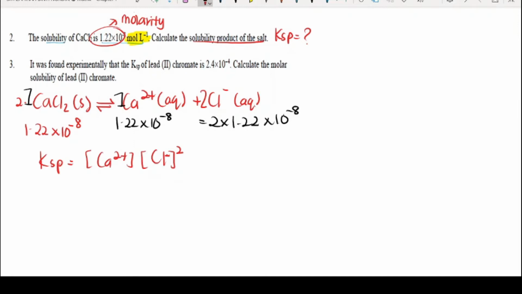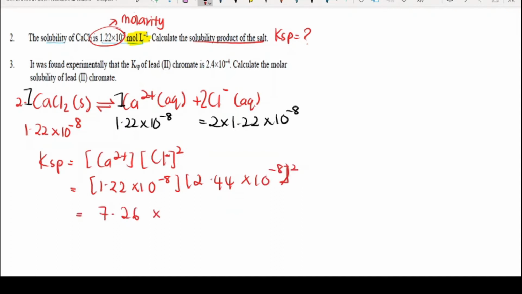So your KSP would be 1.22 times 10 to the power of minus 8 times 2.44 times 10 to the power of minus 8 to the power of 2, so you've got 7.26 times 10 to the power of minus 24. Again, KSP is the same as Ka, Kb, it has no unit. Why can we just multiply the molarity for Cl minus? This is because we are talking about the molarity. So if we double the molarity, then you just need to times it with 2.